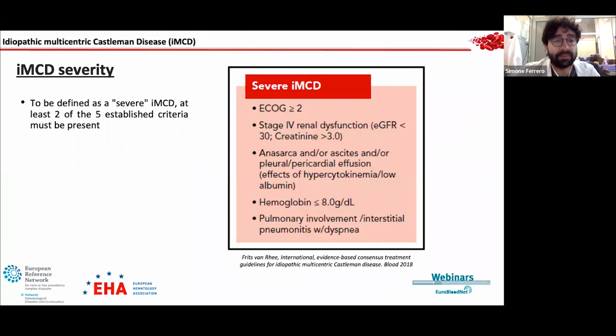Then we can grade the severity of iMCD. To define a severe case of iMCD, we should have at least 2 of these 5 established criteria. So, worse ECOG performance status, at least 2, stage 4 renal dysfunction, the presence of anasarca or ascites, or pleural or pericardial effusions, an anemia with hemoglobin less than 8, or a pulmonary involvement that is typical with interstitial pneumonitis.